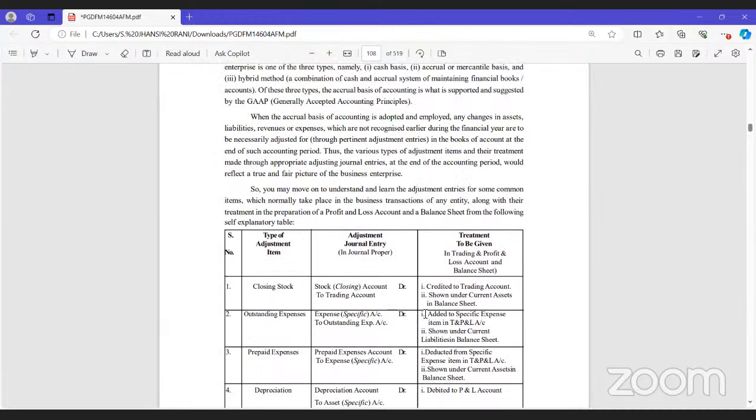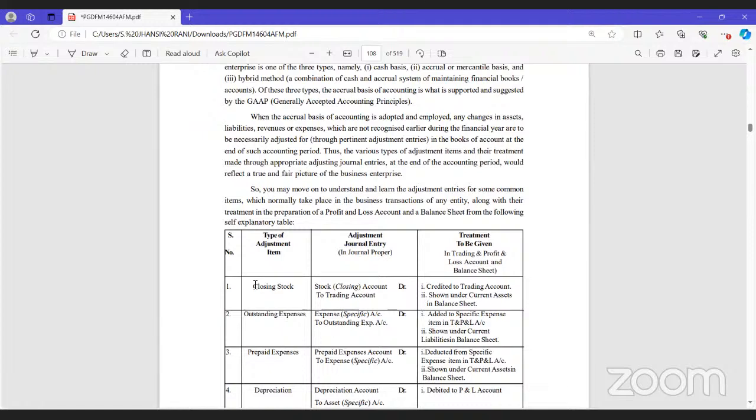Now for this, we will have some adjustments, meaning whatever changes take place after preparation of ledger accounts and trial balance. Now all those changes will be made in the final accounts, that is in the trading account, profit and loss account, and balance sheet. For example, if closing stock is given as an adjustment, where to write that?